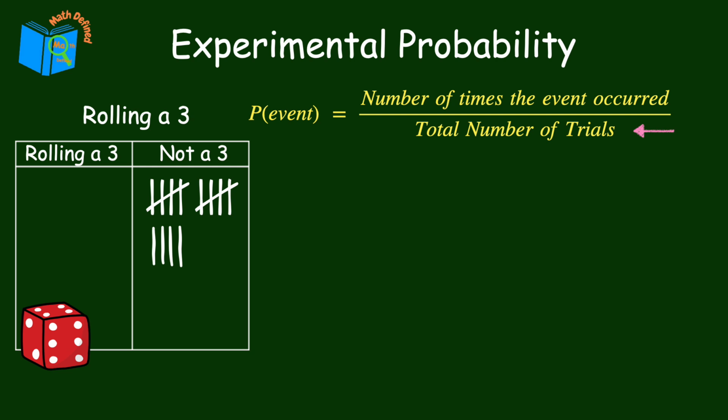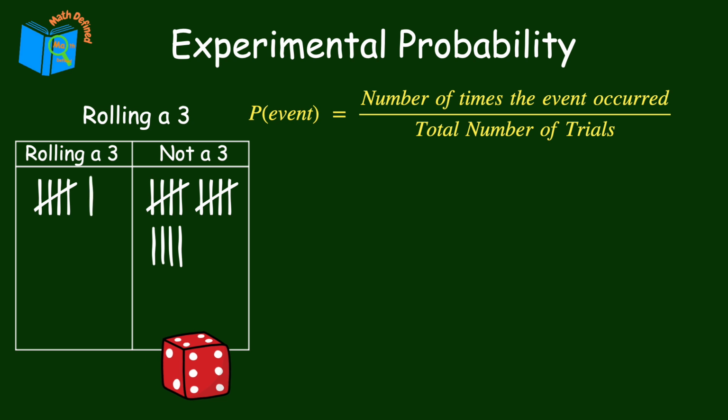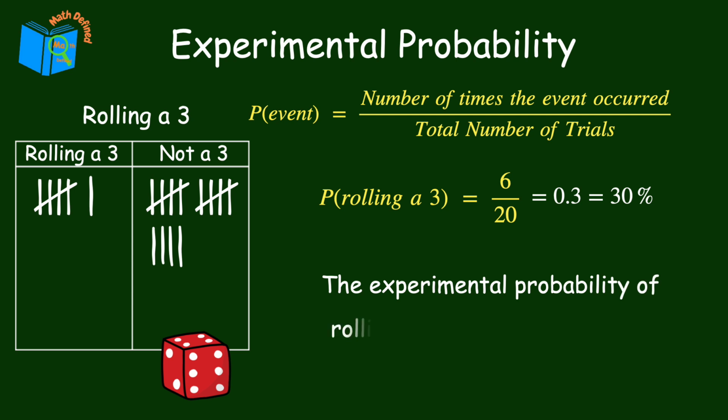Let's take a look at this example. A die was rolled 20 times and it landed on the number 3 6 times. Let's use the formula to find the experimental probability for this event. The probability of rolling a 3 is equal to 6 over 20, which when divided is 0.3 or 30%. So the experimental probability of rolling a 3 was 30%. It's based on what actually happened during this experimental trial, not just what was supposed to happen theoretically. So now that we have both the theoretical and experimental probability for this event, let's see how they compare.